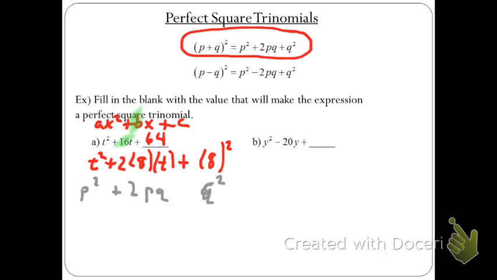In order to find what constant value I would add with y squared minus 20y to get a perfect square trinomial, I'm going to take half of b, half of the linear coefficient, and square it. Half of negative 20 is negative 10, and if you square negative 10, you get positive 100. That's a perfect square trinomial. Let's try a couple others.